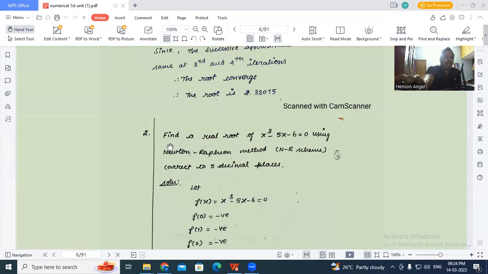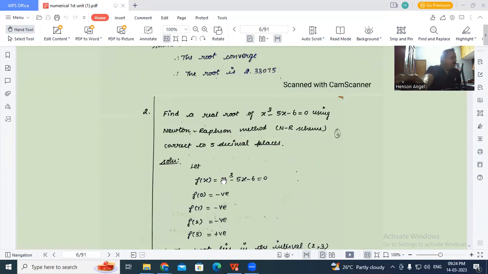Similarly, we can do the second problem. Find a real root of x cube minus 5x minus 6 equal to 0 using Newton-Raphson method correct to 5 decimal places. Now we write the solution.